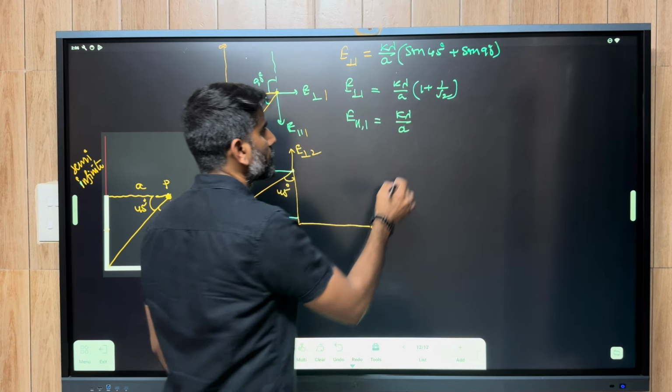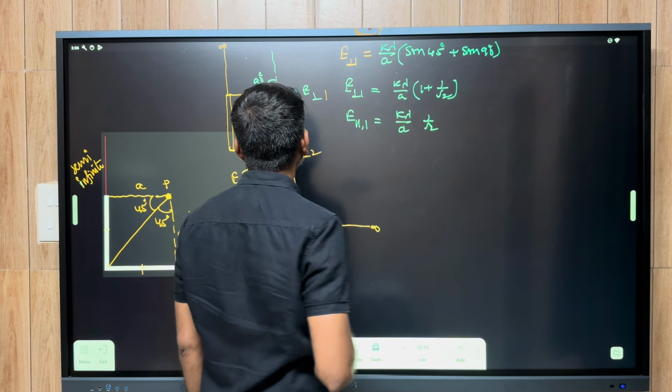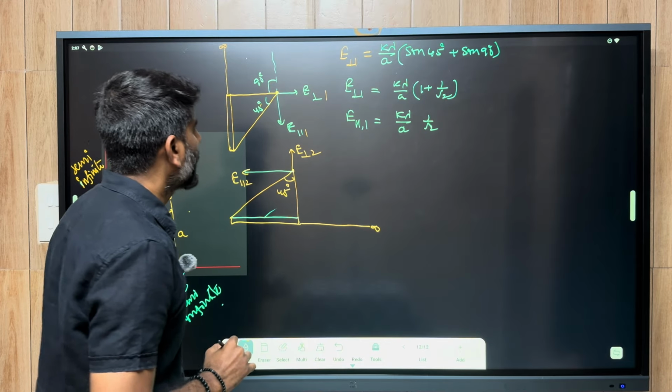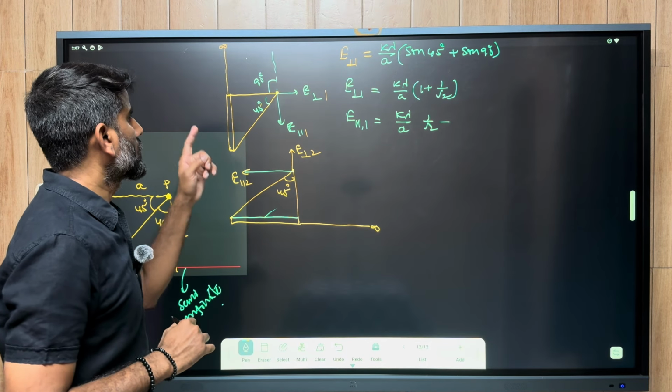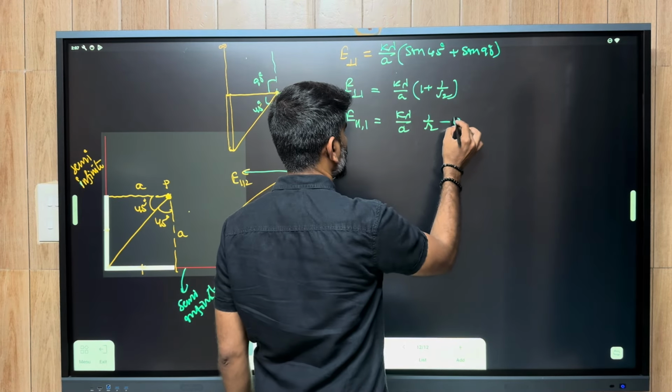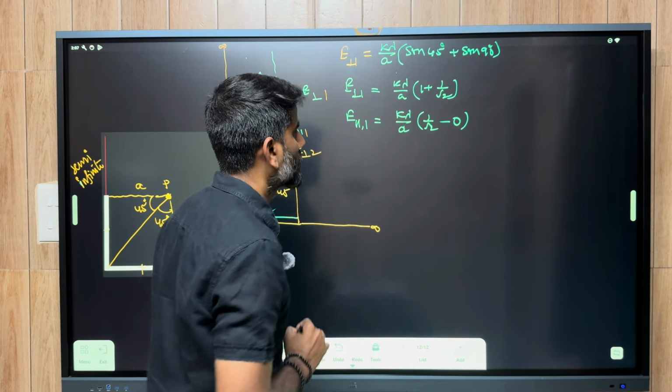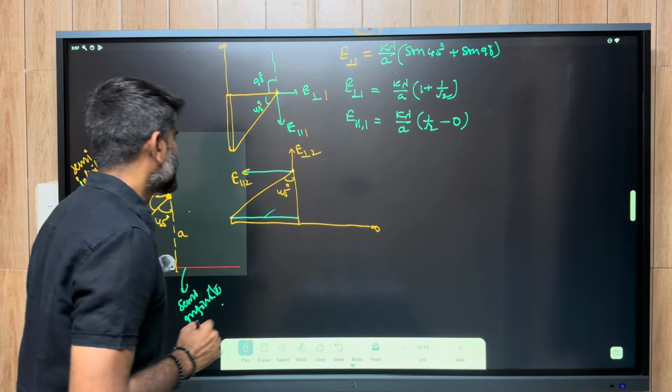Cos theta 1 is how much? 45. Cos 45 is 1 by root 2, minus cos 90. Cos 90 is 0.